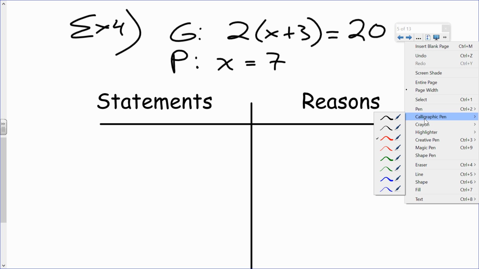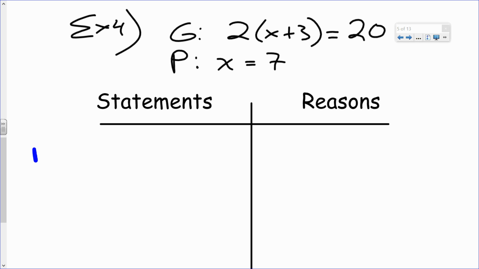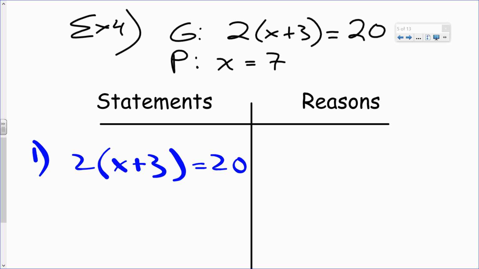Okay. Statement 1, here we go. You always start off with your given. 2 times x plus 3 equals 20. What gives us the right to say that? How dare we say 2 times x plus 3 equals 20? What gives you the right to say that, Rivera? Tapia, what gives you the right to say that?